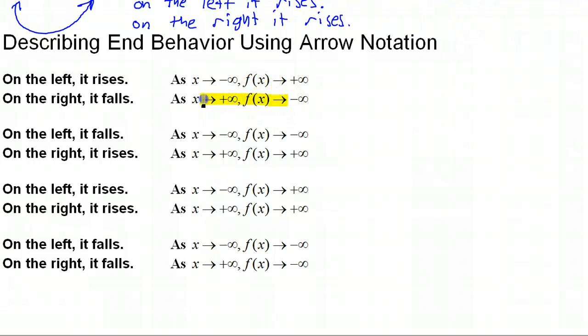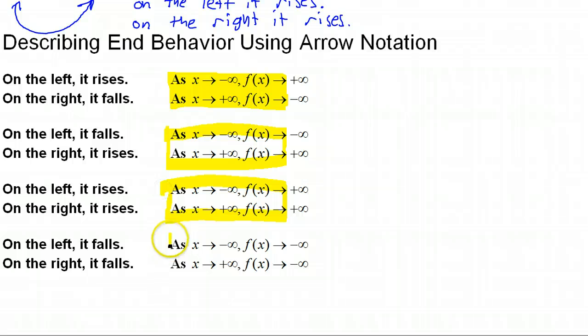This part of end behavior never changes. All right, everything I just highlighted in yellow, that's the same every time. You see it? It's the same thing right here. All right, it's the same thing here. It's the same thing for all 4 cases. That's because in all cases you say on the left and then on the right, on the left, on the right, on the left, on the right. And as x approaches negative infinity, that just means on the left. As x approaches positive infinity, that just means on the right.